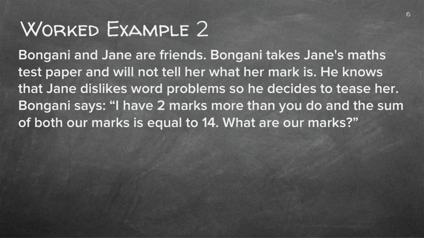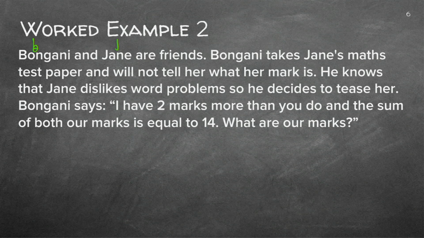So guys, worked example number 2 says Bongani and Jane are friends. So we can use B for Bongani and we can use J for Jane. And so we have 2 friends there, and Bongani takes Jane's maths test paper and he will not tell her what her mark is, and he knows that Jane dislikes word problems, so he decided to tease her.